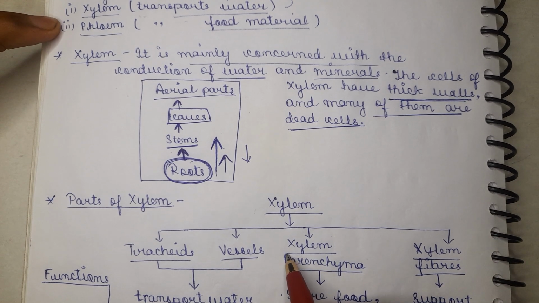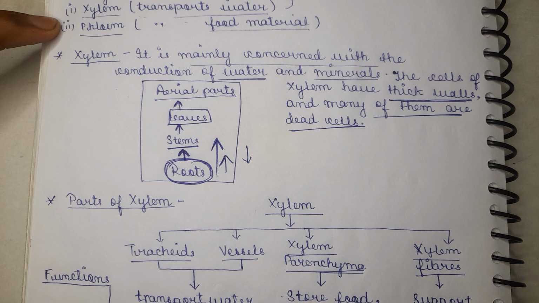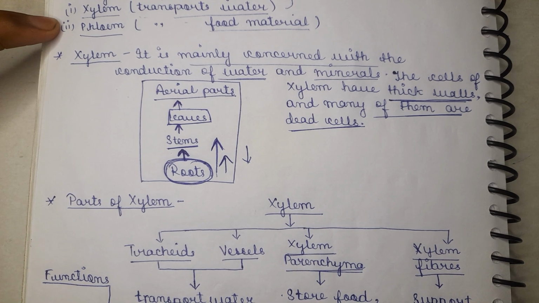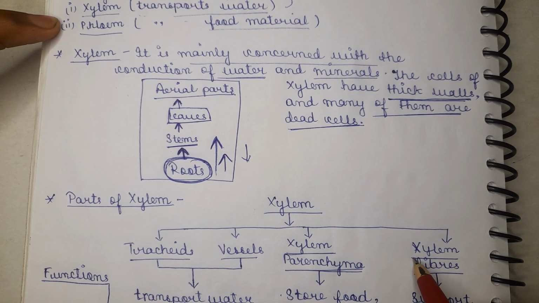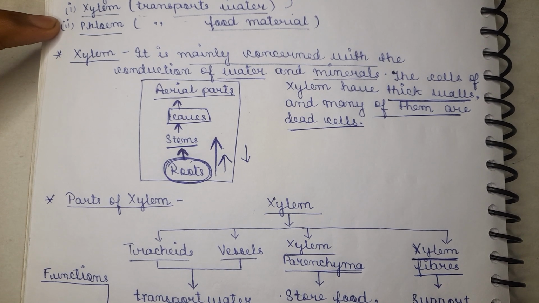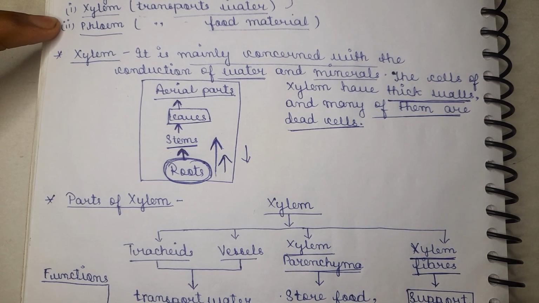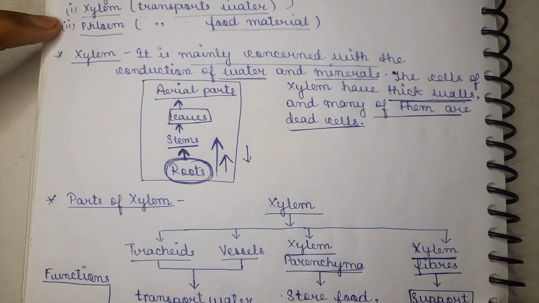Now the third one, xylem parenchyma. This tissue mainly stores food and helps in the sideways conduction of water. And the fourth one is the xylem fiber. This xylem fiber is mainly supportive in function, that gives support to the plant.